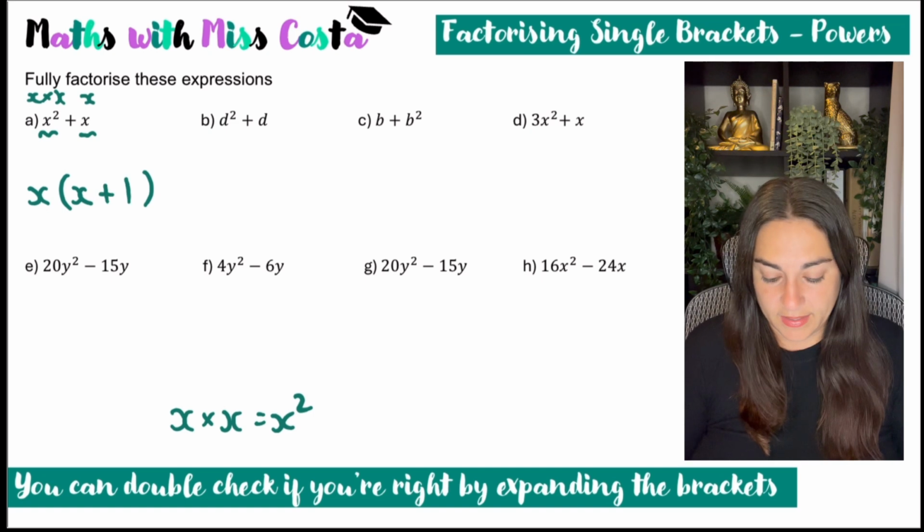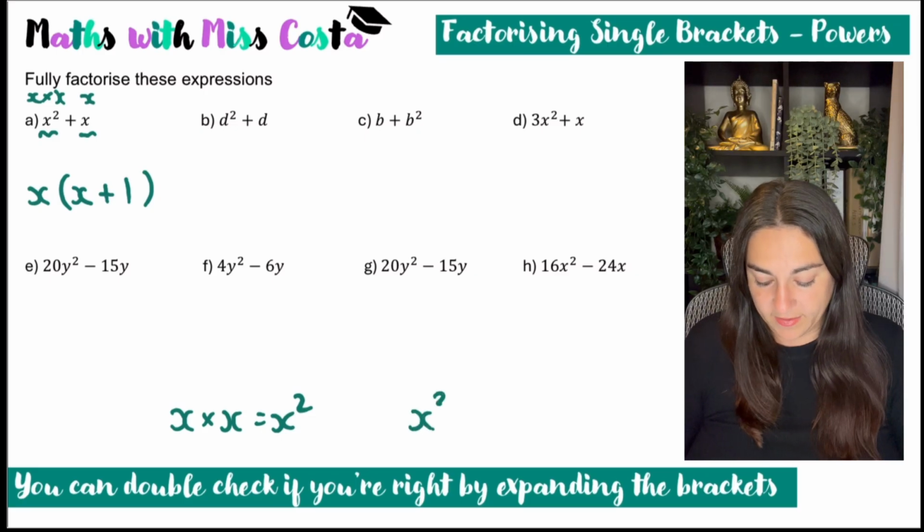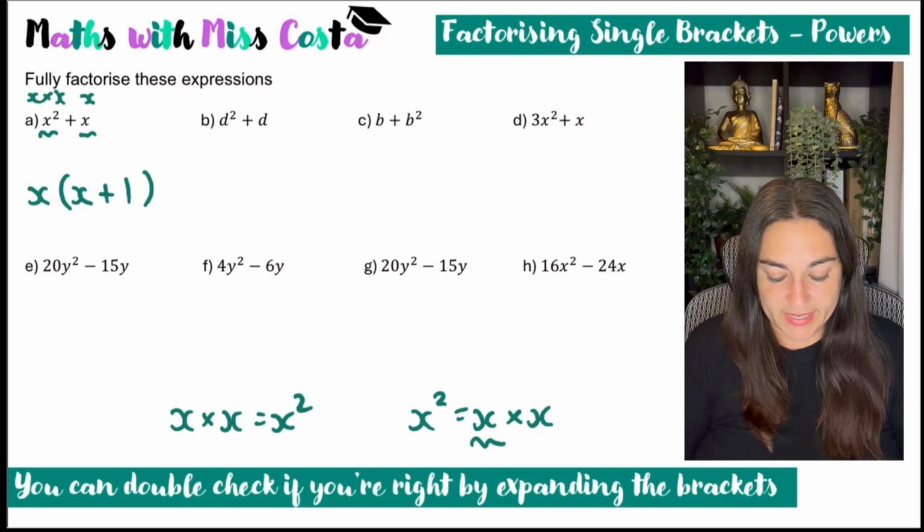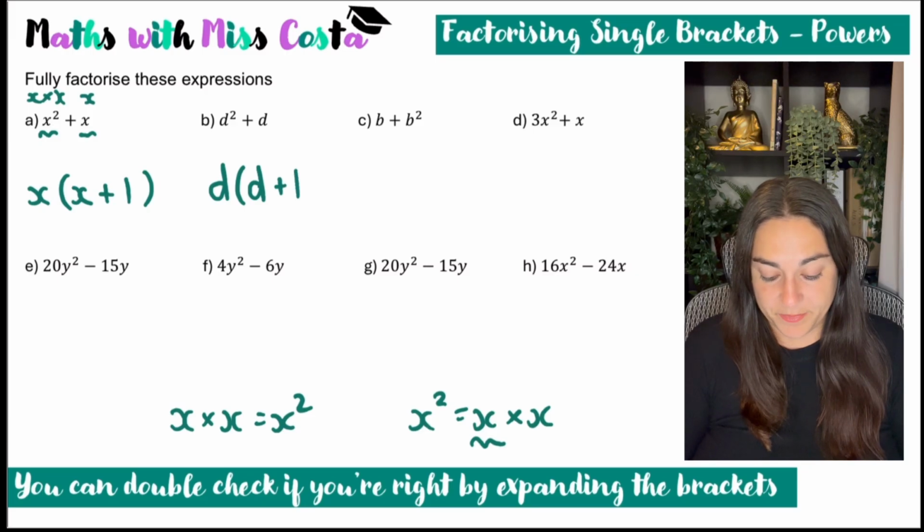The factor, if I've got an x squared, I know that's the same as saying x times x, so x is a factor. Similarly here with d squared, d is common to both of them, and d times d gives me d squared, and d times 1 gives me 1 lot of d.